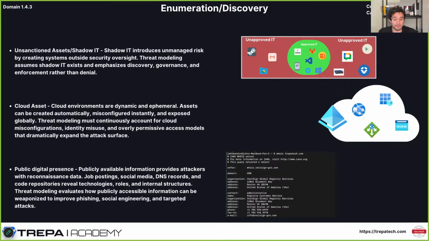It introduces unmanaged risk by essentially bringing in a whole new application that we have no visibility into, so we can't even begin to protect it. And now that's a touch point, that's a boundary we don't know about.